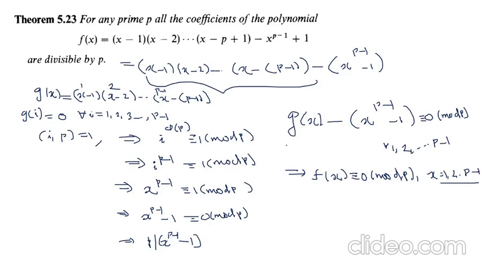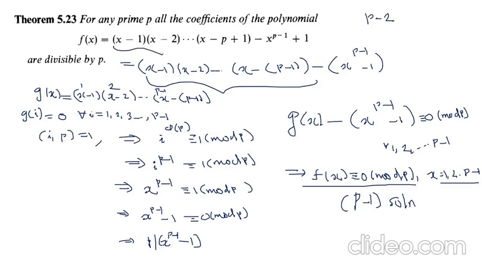That is, 1 satisfies the congruence, 2 satisfies the congruence, 3 satisfies the congruence, etc. p minus 1 also satisfies the congruence. Therefore, f of x congruent to 0 mod p has at least p minus 1 distinct solutions. But let's see what is the degree of f of x. Degree of f of x is p minus 2.